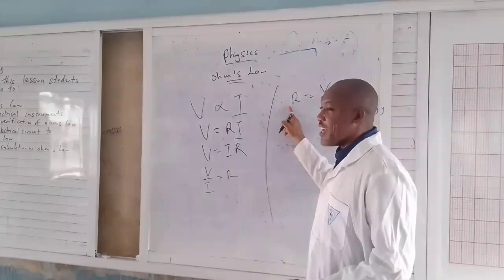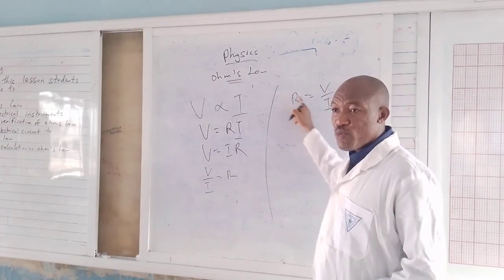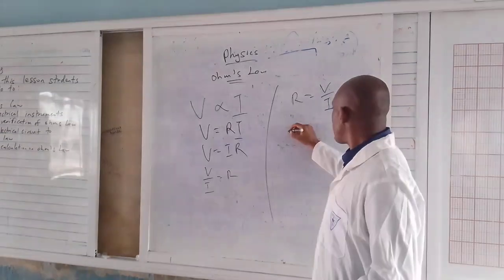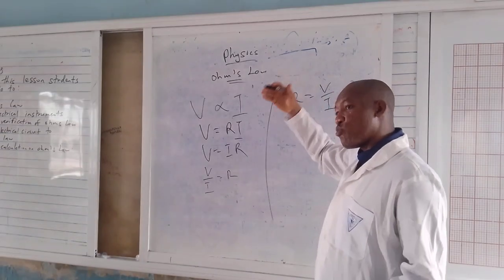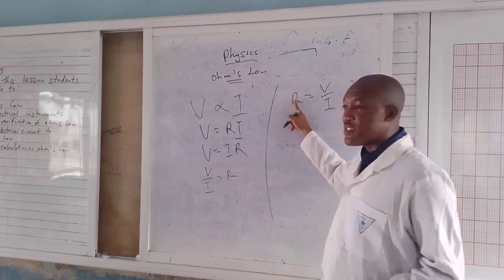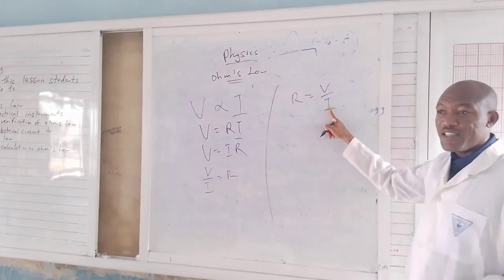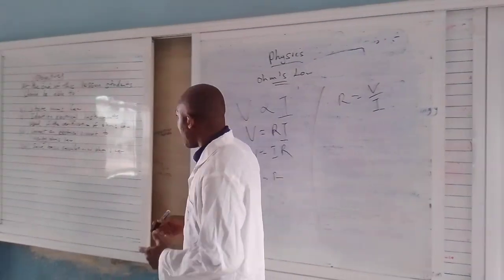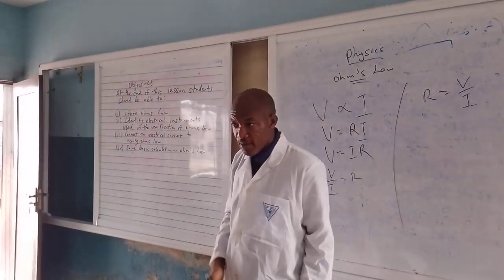Meaning that as the resistance is going up, we expect the current to be going down. And if the current should go up, the resistance should go down. So an inverse relationship between the resistance and the current. Is that clear? Yes, sir.